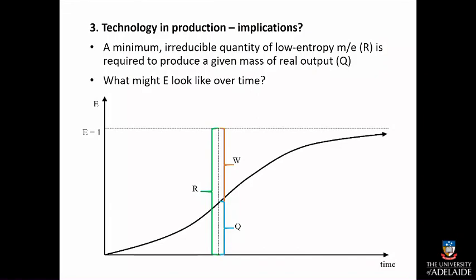And you can imagine that as you move forward over time, and E increases, then from a given amount of resource input, the quantity of goods and services increases and the amount of waste falls. But there's a limit to how much Q can rise for a given amount of resource input.